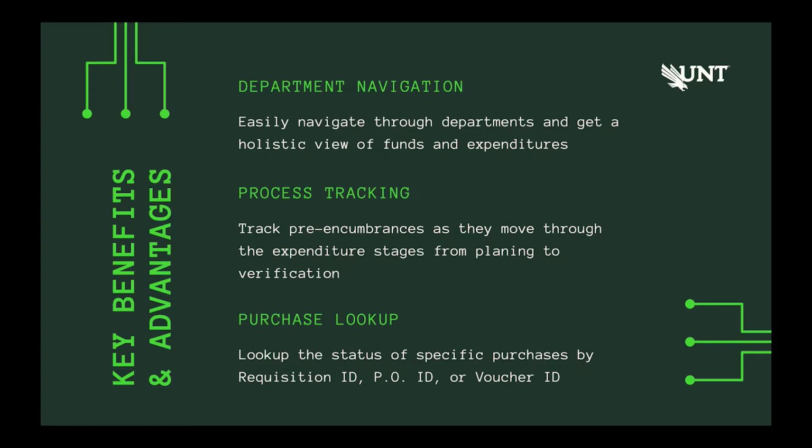Also, process tracking. You're going to be able to track pre-encumbrances as they move through the entire encumbrance stage. That includes pre-encumbrance to encumbrance to voucher. And then we're also going to see a key benefit of purchase lookup. So if you're given a specific requisition ID, purchase order ID, or voucher ID, you're going to be able to get straight to the information and look up the status of that specific purchase.